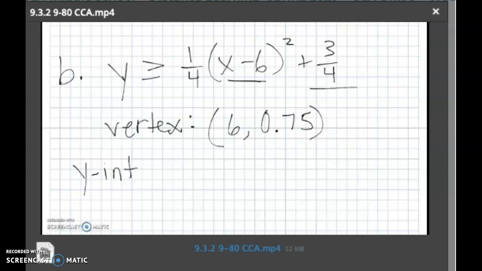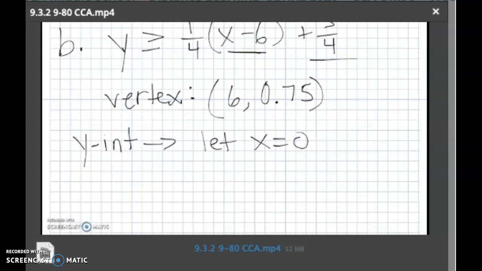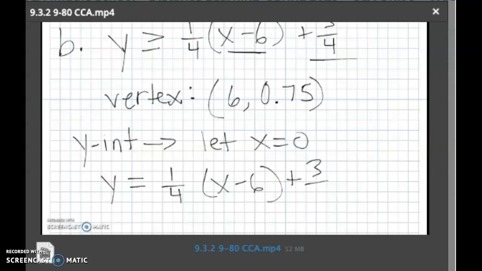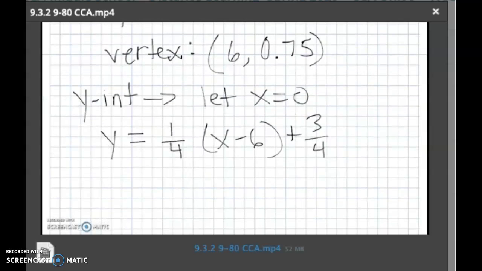Okay, and to do that, we have to let x equal 0. So again, since I'm trying to figure out my boundary line, I'm going to just change the inequality into an equation just to help me do this. Okay, and so now we're going to let x equal 0. So we're going to replace the x with 0. Oops, I forgot my squared there.